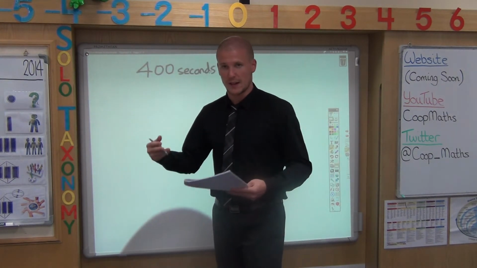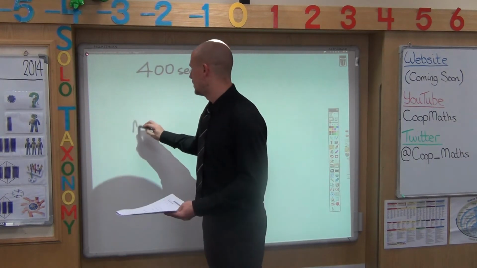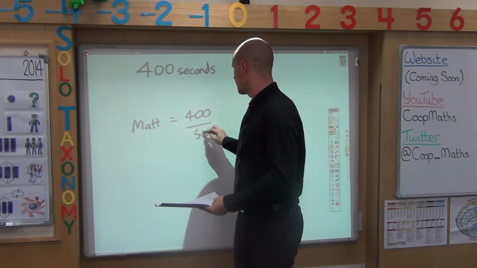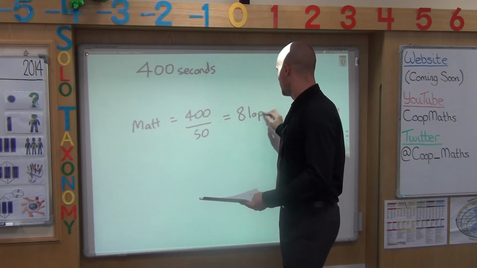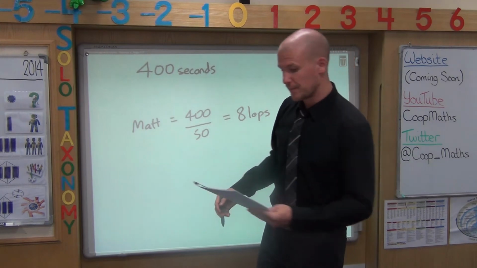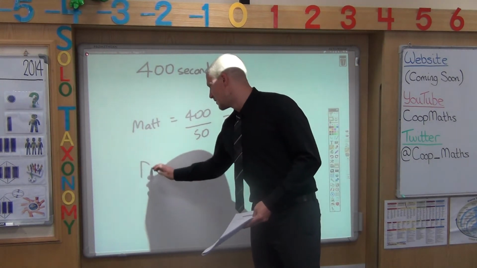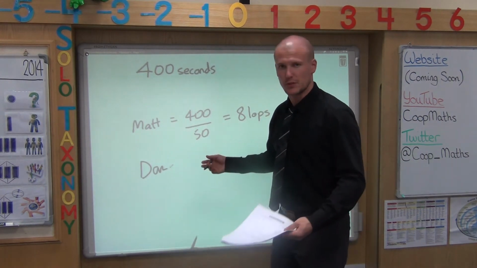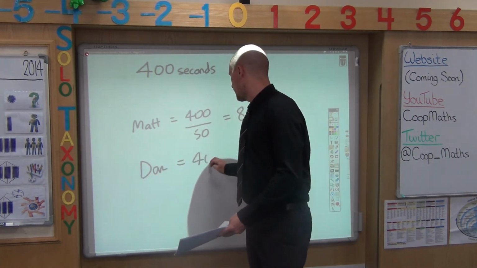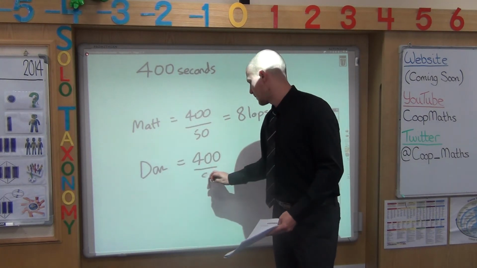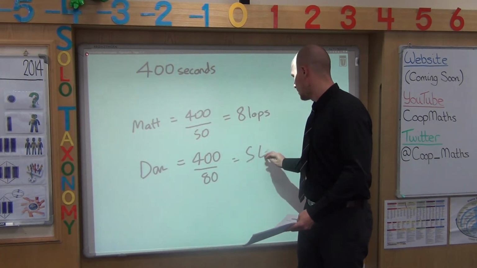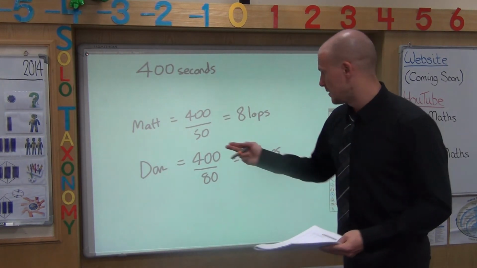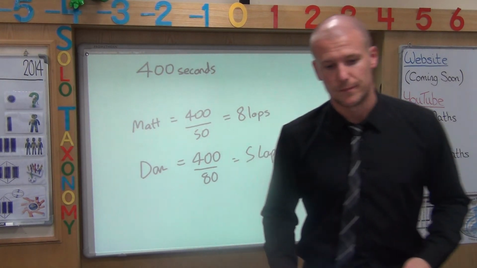Because Matt does each lap in 50 seconds, Matt's going to have those 400 divided by 50, meaning it's 8 laps before he sees Dan again. And because Dan takes 80 seconds, hopefully you'll be able to clock straight away that he should do fewer laps than Matt because he's slower than him. He does each lap in 80 seconds, so he will only get through 5 laps. So the actual answer to the question is that Matt takes 8 laps, Dan takes 5 laps before they meet each other again at the finish line.